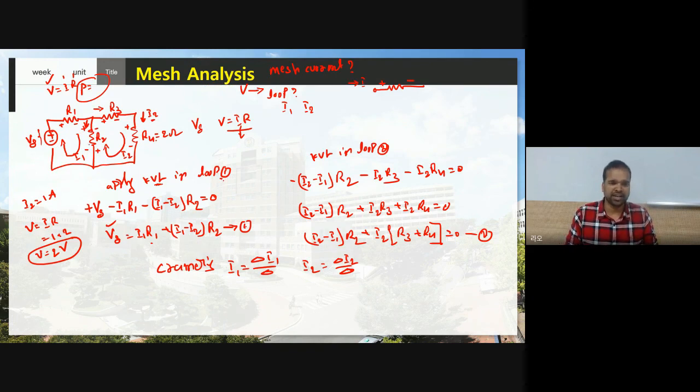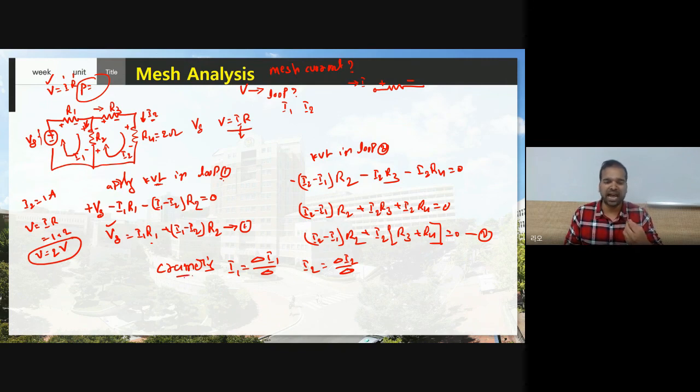Now, before applying mesh analysis, you need to check whether it contains voltage sources or current sources. In this circuit, we have voltage sources, so we can apply mesh analysis. Now, is it a planar circuit? Yes, it is a planar circuit. Then you can apply mesh analysis. So here we need to understand how many closed loops we have. Two. Then you need to consider two loop currents, either in a clockwise direction or anti-clockwise direction. After assuming that, you can apply KVL in loop 1, you will get equation 1. You can apply KVL in loop 2, you will get equation 2.